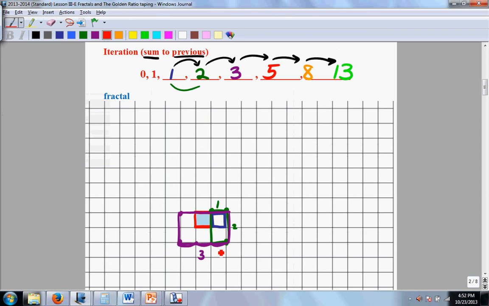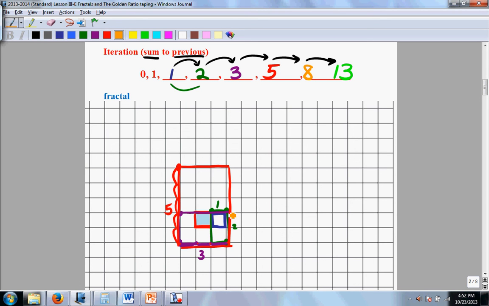Now we're going to do 3 by 5. So here's 3 already. Now we're going to go 5 this way. 1, 2, 3, 4, and 5. Let's make that into a rectangle. So what am I doing? I'm just making a visual representation of our iteration.